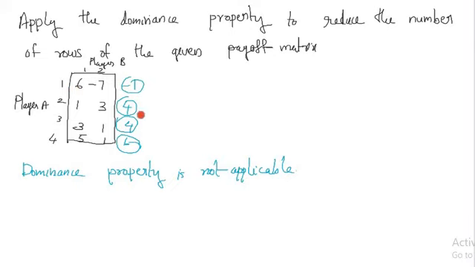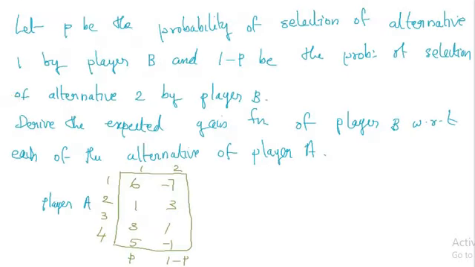Then we move on to the next minimum, that is 4. Then we can see that here the dominance property is not satisfied. That is, we can't apply the dominance property. Only if it is possible can we apply the dominance property. That is, using the dominance property, we cannot reduce the payoff matrix.